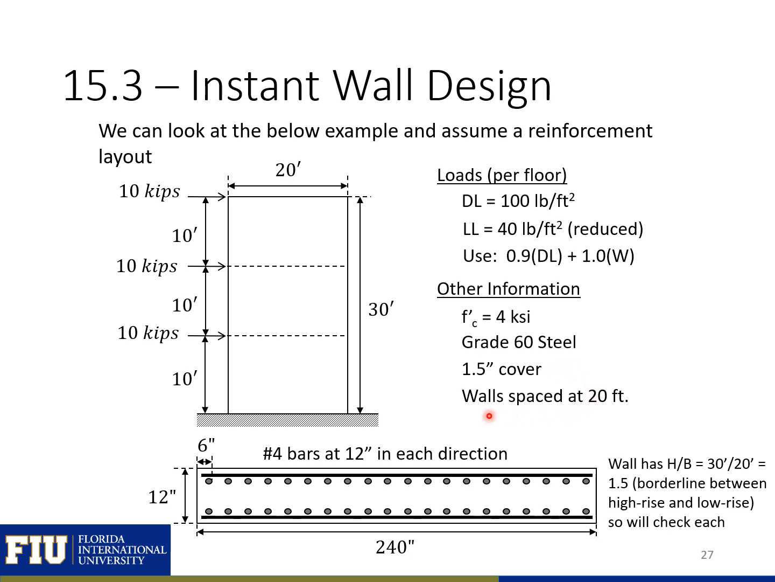We'll assume we have a 4 KSI concrete strength, grade 60 steel, and 1.5 inch cover to our reinforcement. And our walls, we'll assume that we have a 20-foot wall. So the typical reinforcement layout, a good starting point for a basic wall, is having number 4 bars at 12 inches in each direction. So that's the layout that we'll start with. Note that our wall has a height to base ratio of 30 feet over 20 feet, equal to 1.5. This is the borderline between high rise and low rise, but we'll take care of that in our shear design.